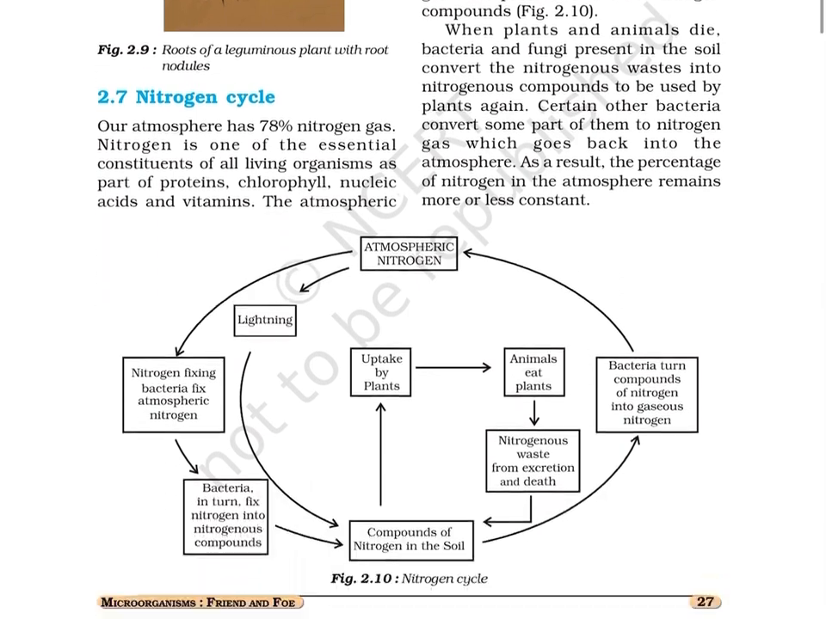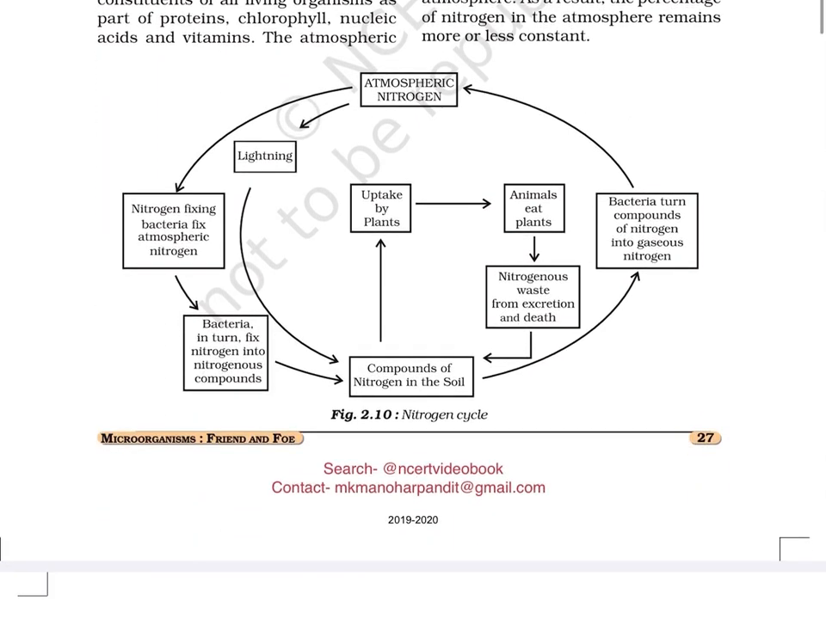In the second scenario, we have atmospheric nitrogen, which is converted by lightning into compounds of nitrogen in the soil. Then the plants take it up, animals eat these plants, and then from their excretion and death, we get nitrogenous waste, which is turned into compounds of nitrogen in the soil. Page 28.